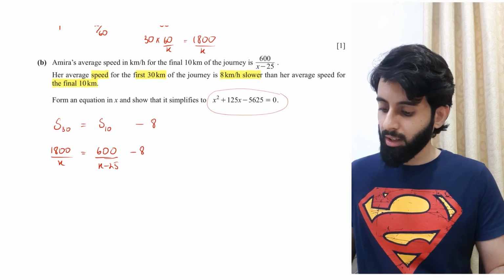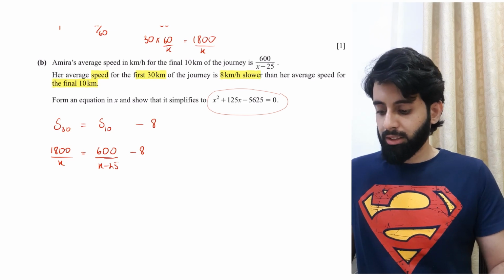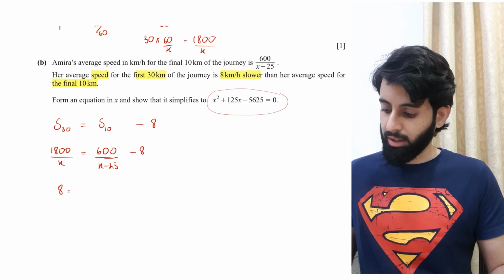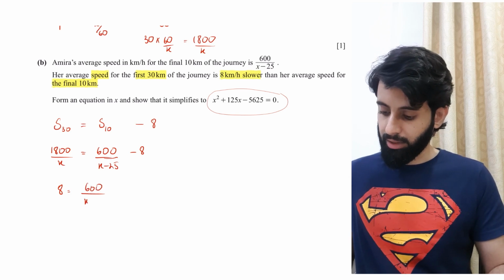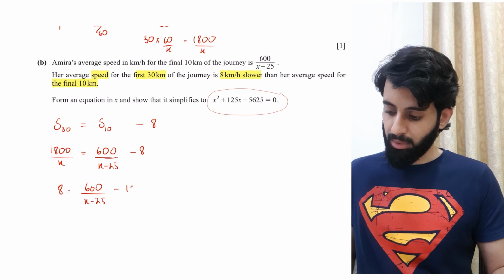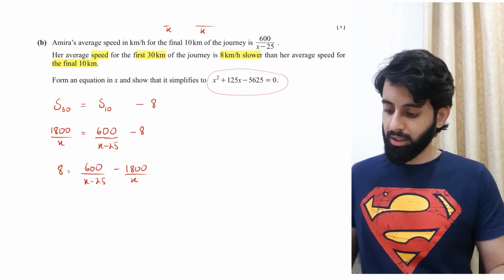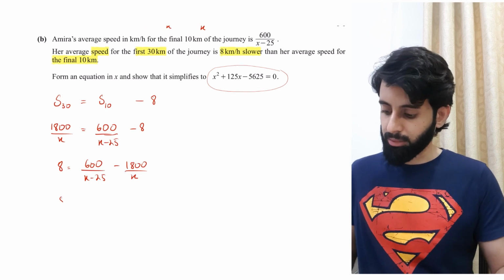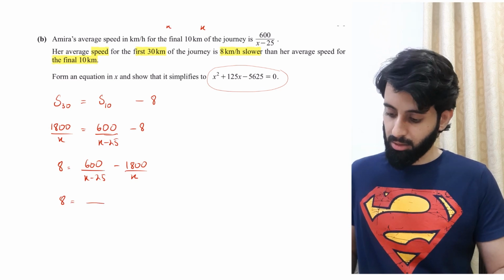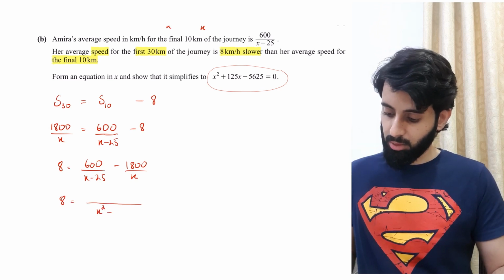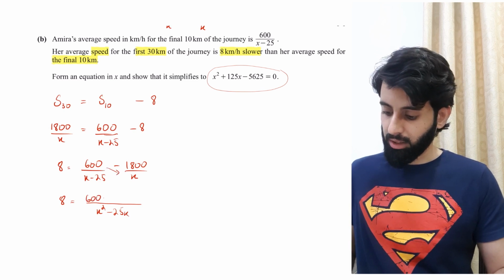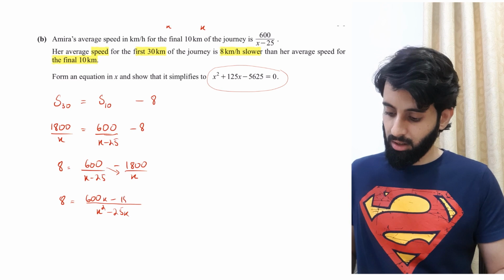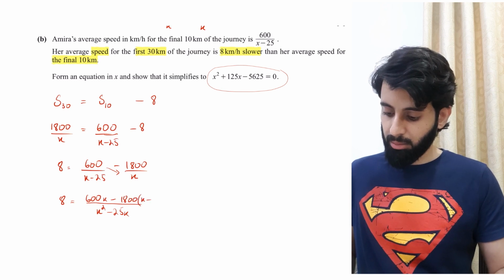If you want, you can take out the LCM immediately. I, however, would like to shift minus 8 on the left hand side, keep 600 over X minus 25 as it is, and bring the 1800 over X on the right hand side, which is why it becomes negative. So 8 is equal to, the LCM is going to be X squared minus 25X, 600 is going to be multiplied by X, so 600X, minus 1800 is going to be multiplied by X minus 25.